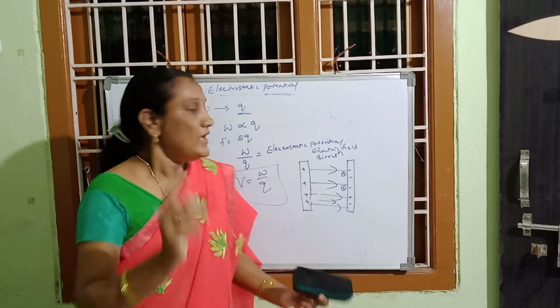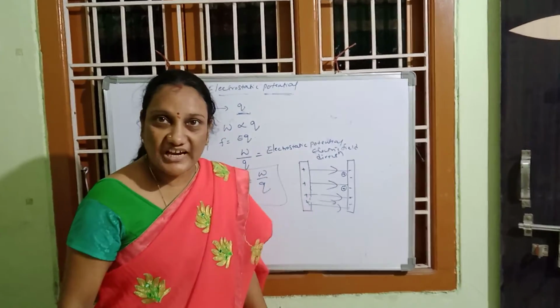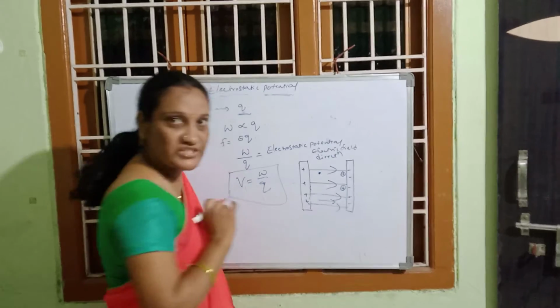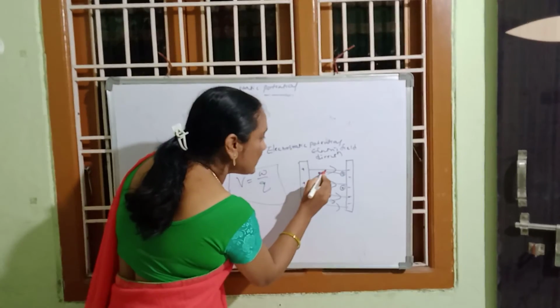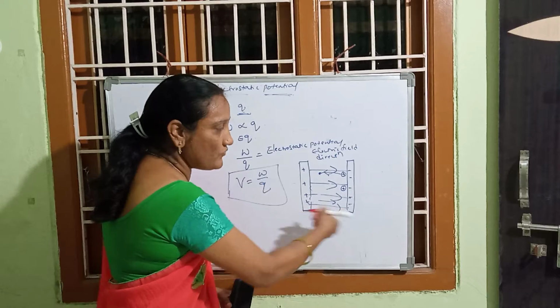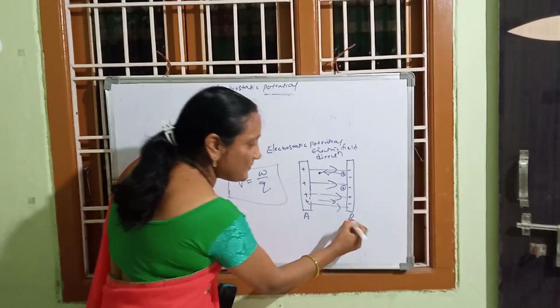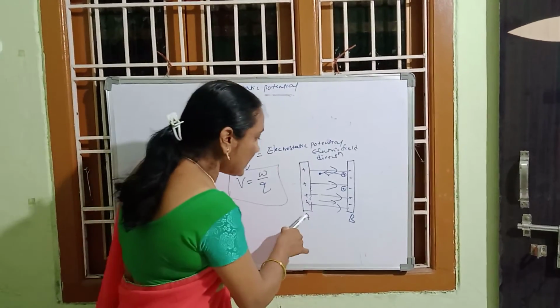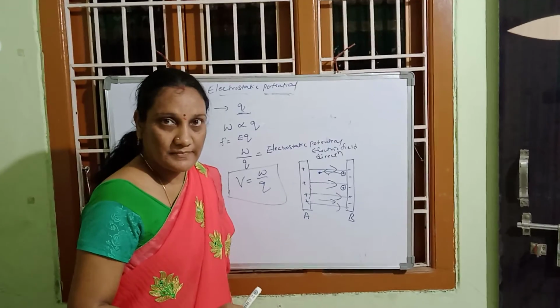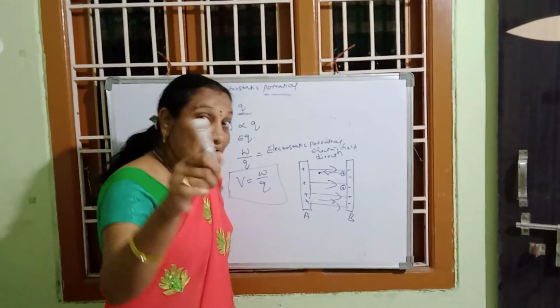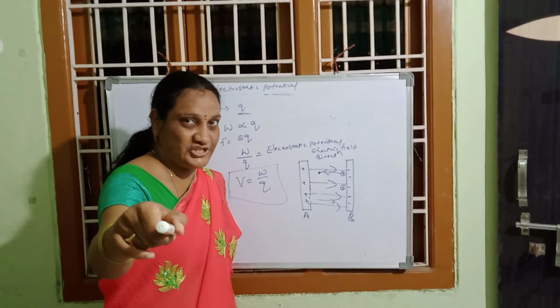Now next, if we consider positive charge, how do we have to move it? Up to here I want to move the positive charge. In this direction I will move the positive charge, let it be from B to A, and our electric field direction is from A to B. Here I am moving the positive charge against the electric field direction.